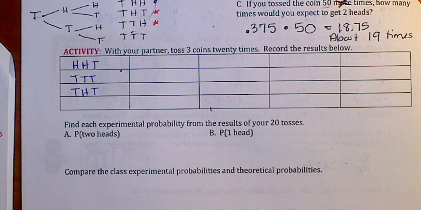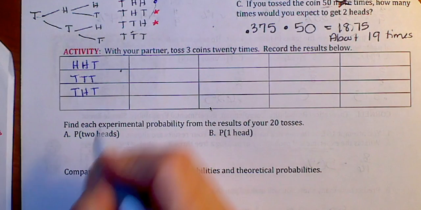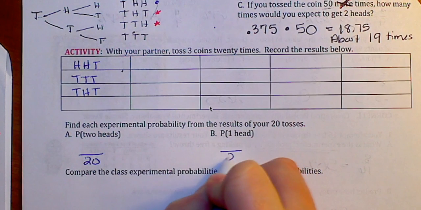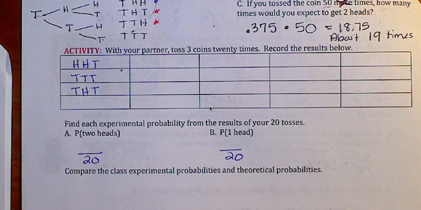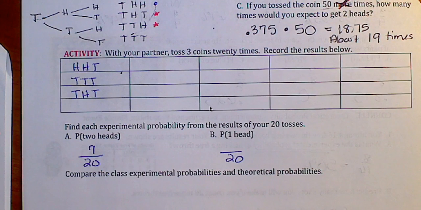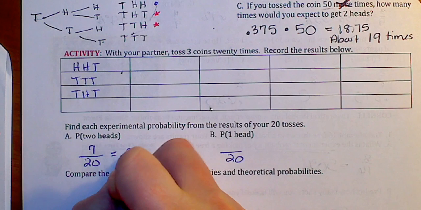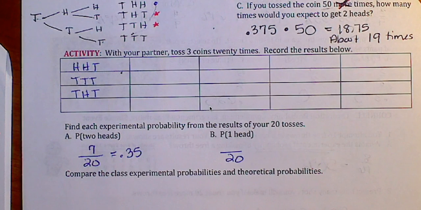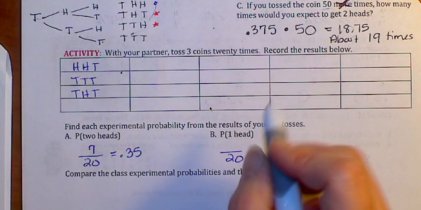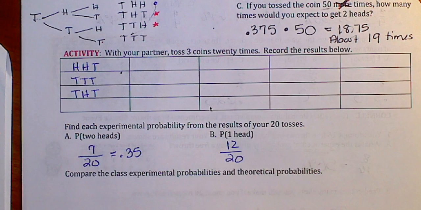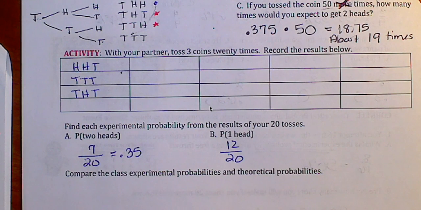Okay, so let's see what happened. You tossed the 3 coins 20 times, so we know this has got to be 20 down here. And let's suppose that you had 7 out of 20 times was 2 heads, okay? And you are going to divide that to get a decimal. And your answer, of course, would be different. So let's say this is just what I got, 0.35. And then how many times did I get one head? Let's say mine was 12. Okay. So your answers will be different.